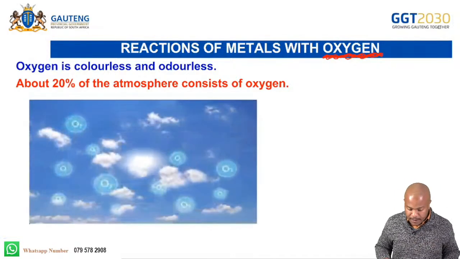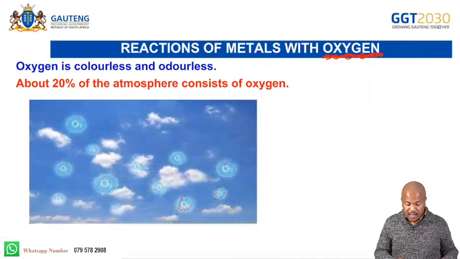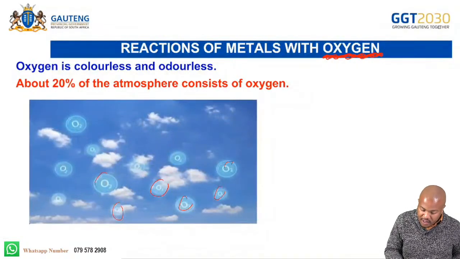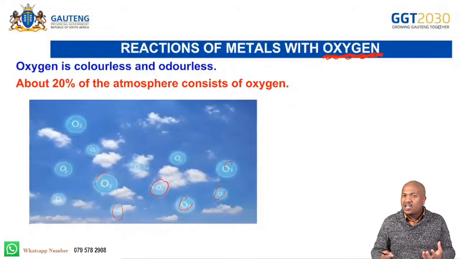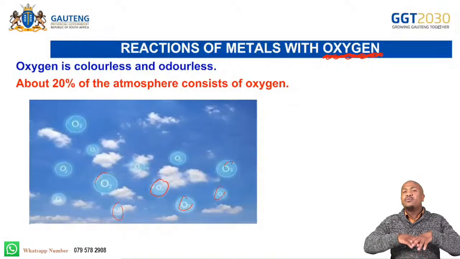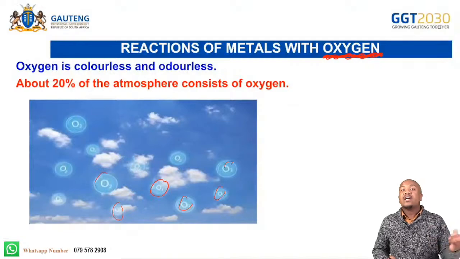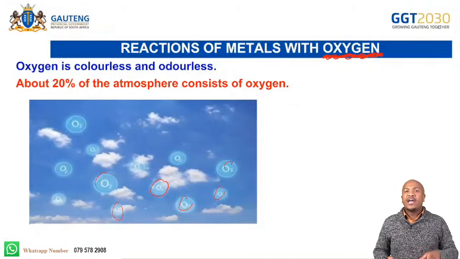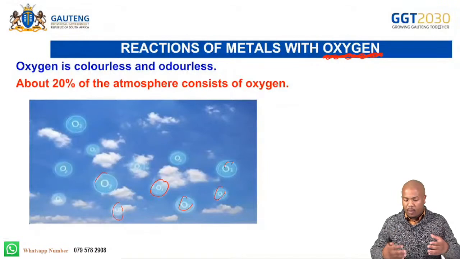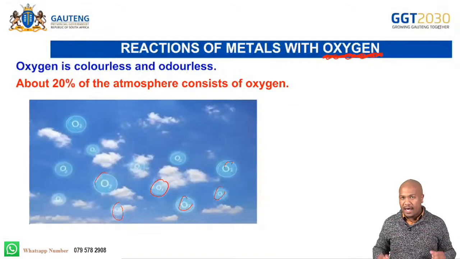If you look at this picture here, you have molecules of oxygen scattered all over the atmosphere, or all over the air around us. So this is where we find the oxygen that is going to react with metals. Sometimes we become confused as to how a certain metal rusted. It's because the air around us contains oxygen and also moisture, which we're going to talk about at a later stage. This oxygen is colorless and has no smell.